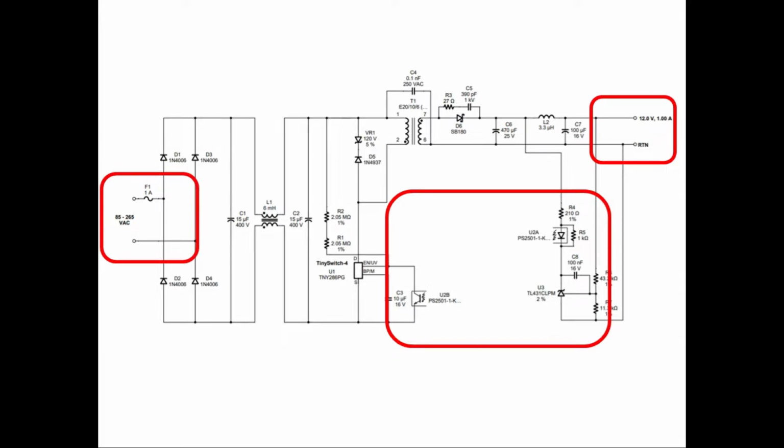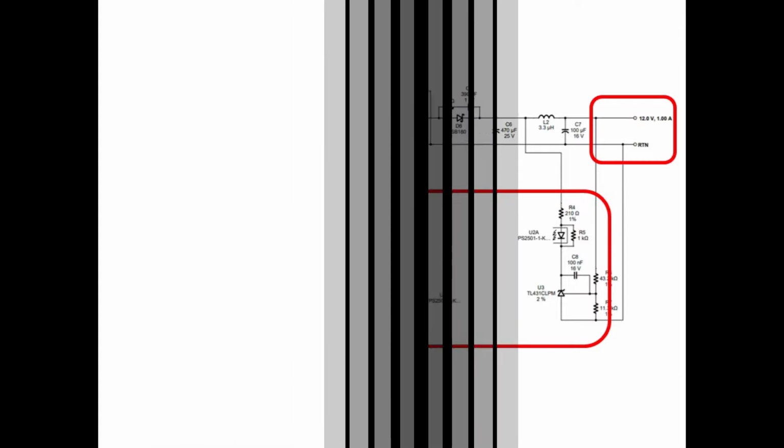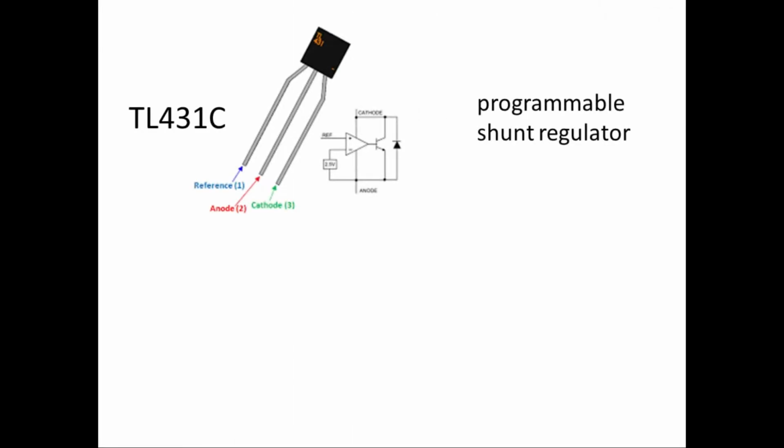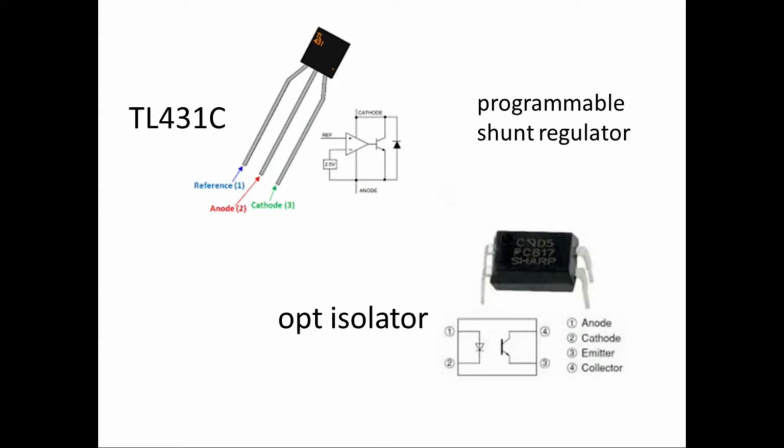input voltage. Moreover, the electronics are arranged in such a manner that allows us to have optical isolation between output DC voltage and input AC voltage. TL431 is a programmable shunt regulator which is used along with an opto-isolator to achieve this. Hence, it becomes necessary to understand the operation and design of TL431.